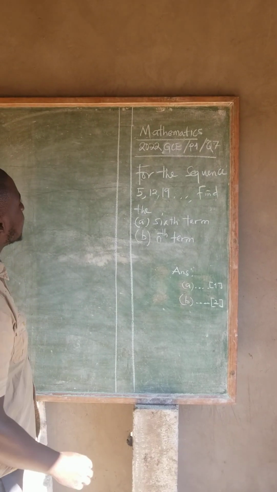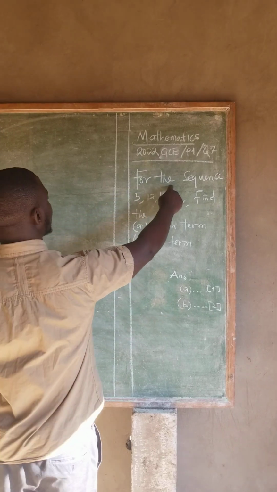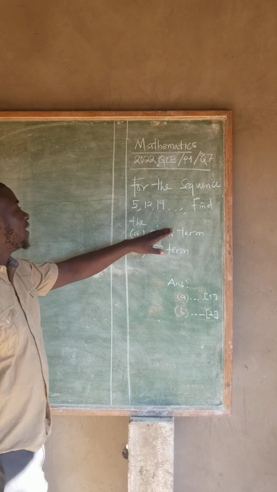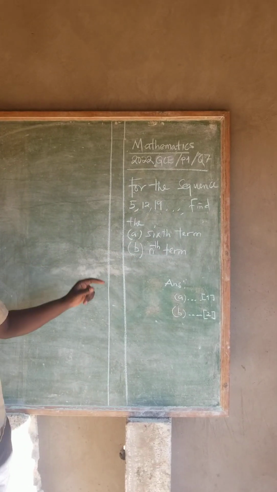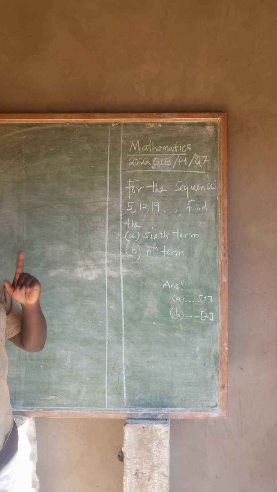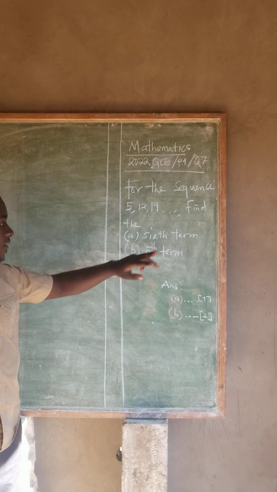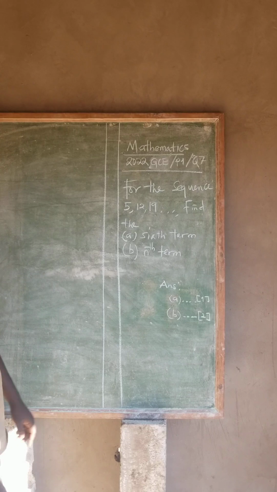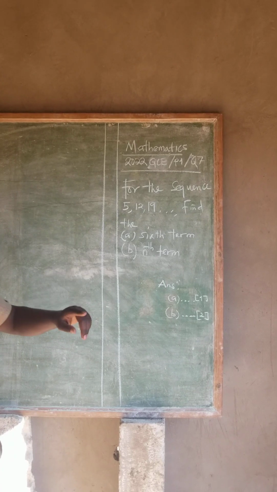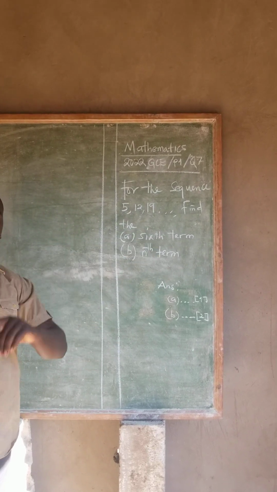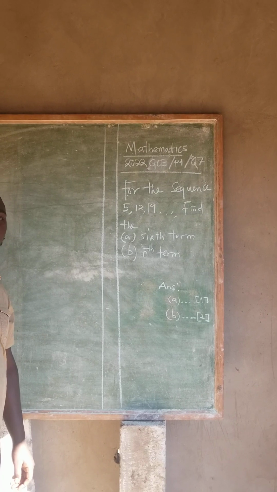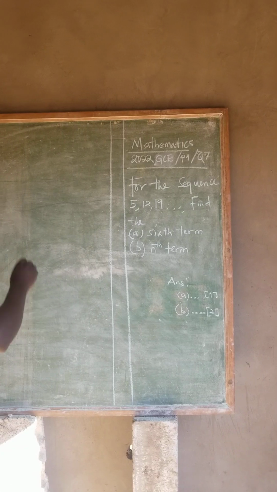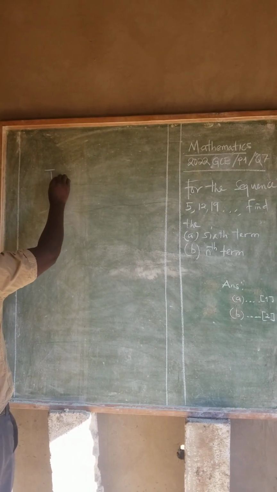So the question reads, for a sequence 5, 12, 19, find a, the 60th term, and b, the nth term. So how are we going to go about it? They are asking us to find the 60th term. Now we have to know the formula for the nth term, the general formula.